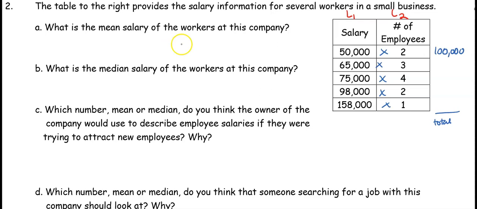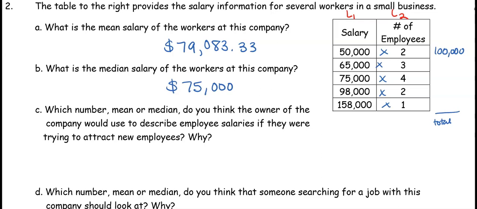We want to look at how to interpret this data. So we find that the average is going to be $79,083.33. What is the median salary? Again, you can do that by hand or in the calculator. We find that the middle is 75,000.